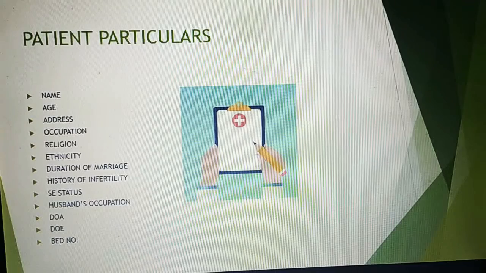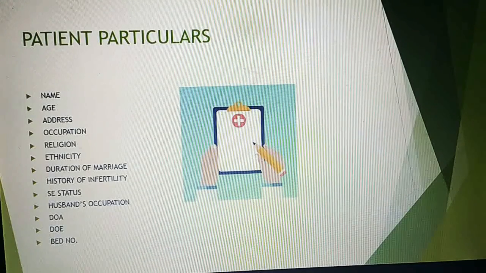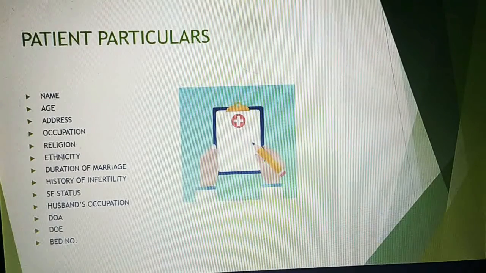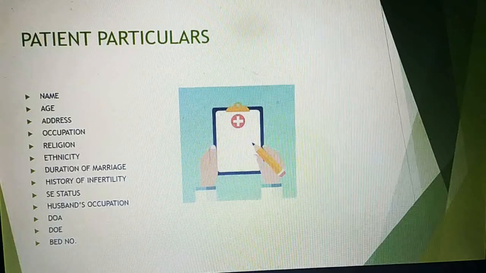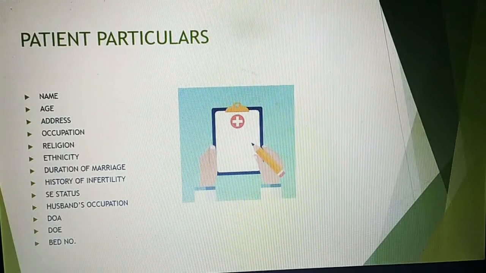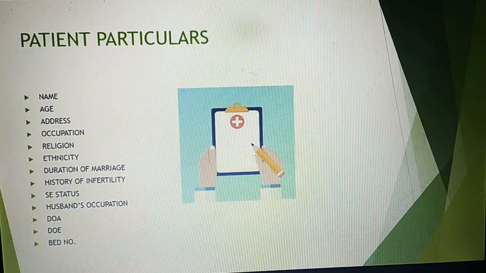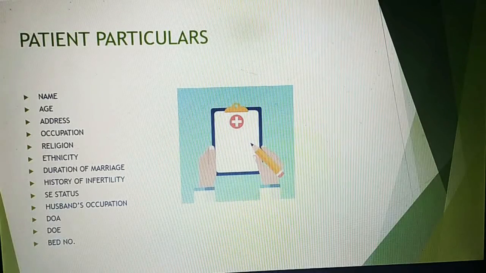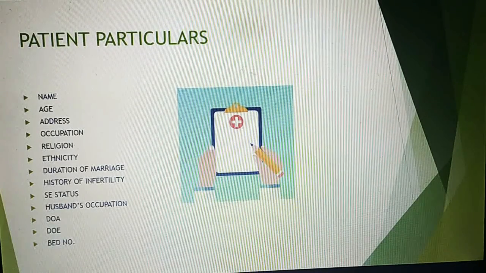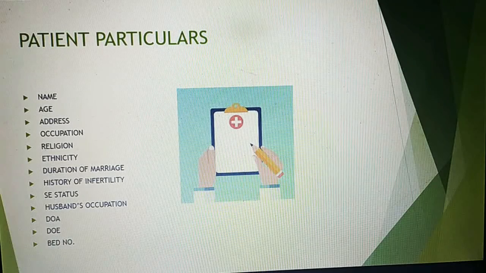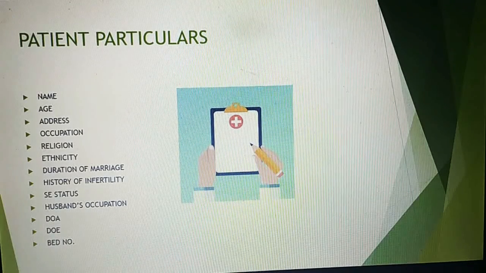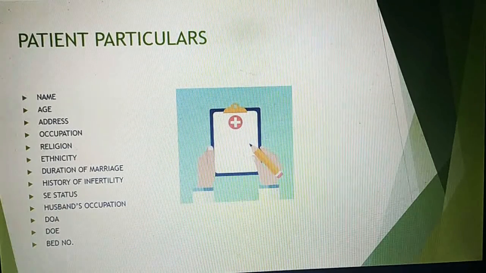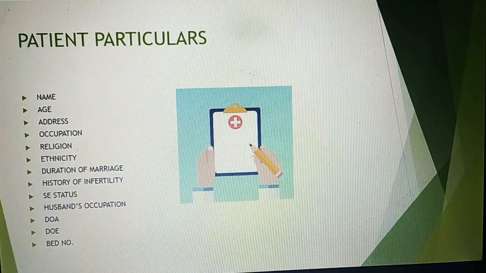Before going to the actual format, I just want to mention some common guidelines that you should follow during your examination. First, you should build rapport with the patient, and before taking history, you should greet the patient, like good morning ma'am or shuprabhat. You should show empathy to the patient. You should record only the relevant points during history taking. Do not record unnecessary points and do not get irritated during history taking. So let's begin the session with the actual format of history taking.